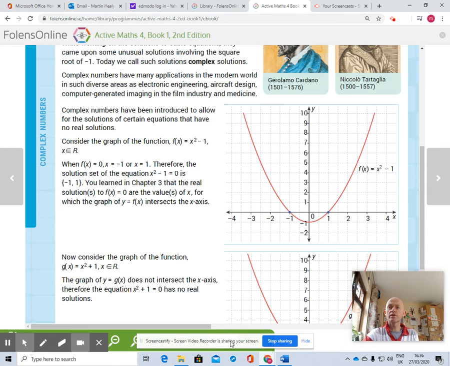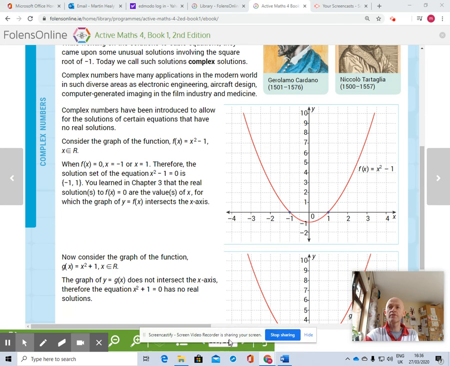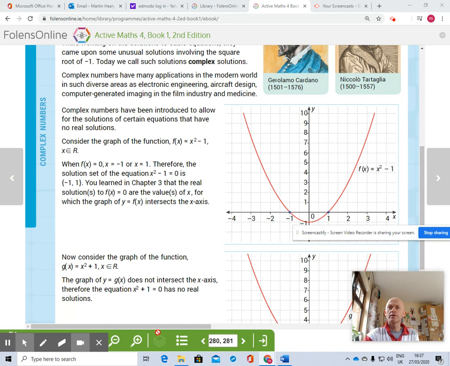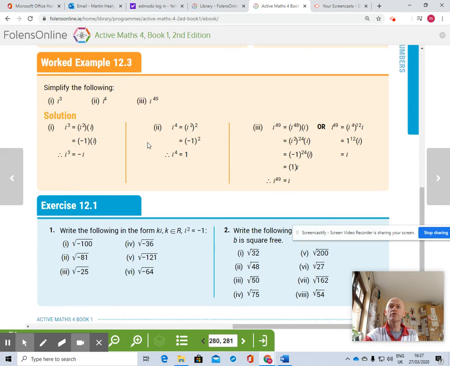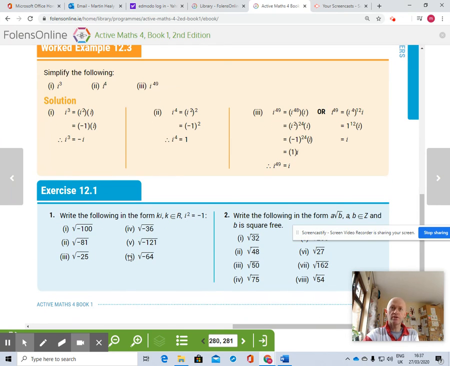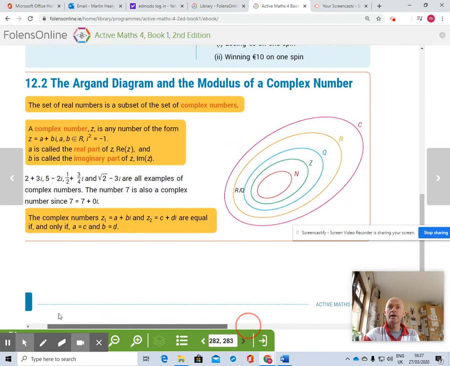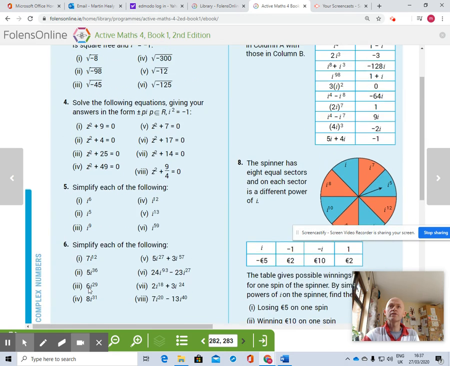Let's have a quick look at the exercise to see if it's doable. There are lots of examples there, and you can read through them yourselves. That's nice enough. This one here, I think you just type the square root of 32 into your calculator, and you will get 4 root 2. So you can just use your calculator for that part. That's a nice question, and then on to the rest of it.